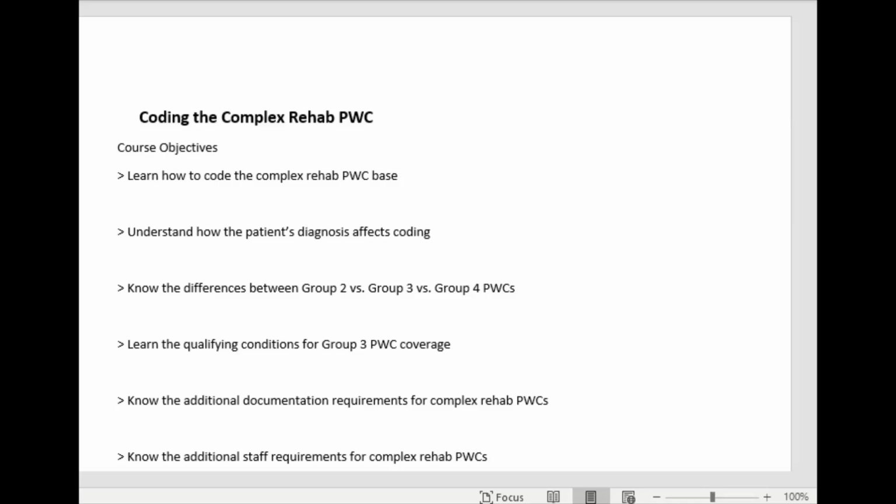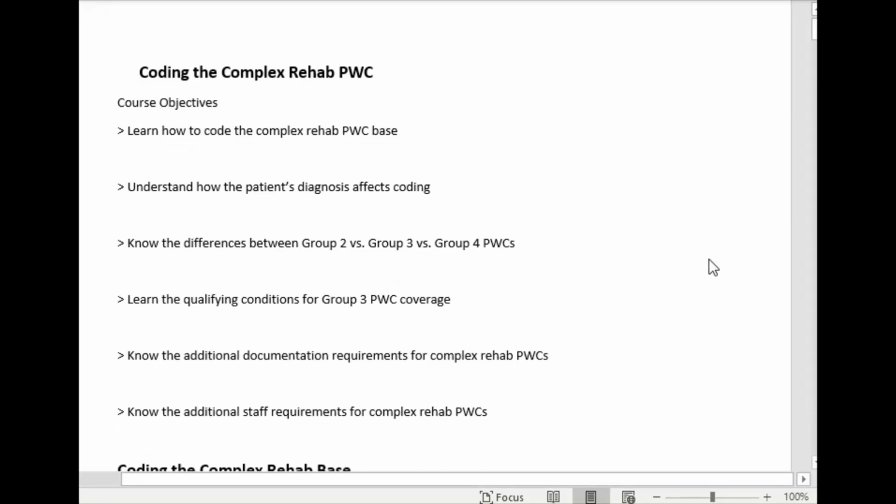Okay, let's hop into section F3, coding the complex rehab power wheelchair. Just to give some of the course objectives, we're going to learn how to code the complex rehab power wheelchair base. There are two parts. Again, as we said before, you have the wheelchair base, and then you have the seating system. So we need to focus on what sort of base we are giving this patient, how do we know what base we're giving the patient, and then we get to the seat as well.